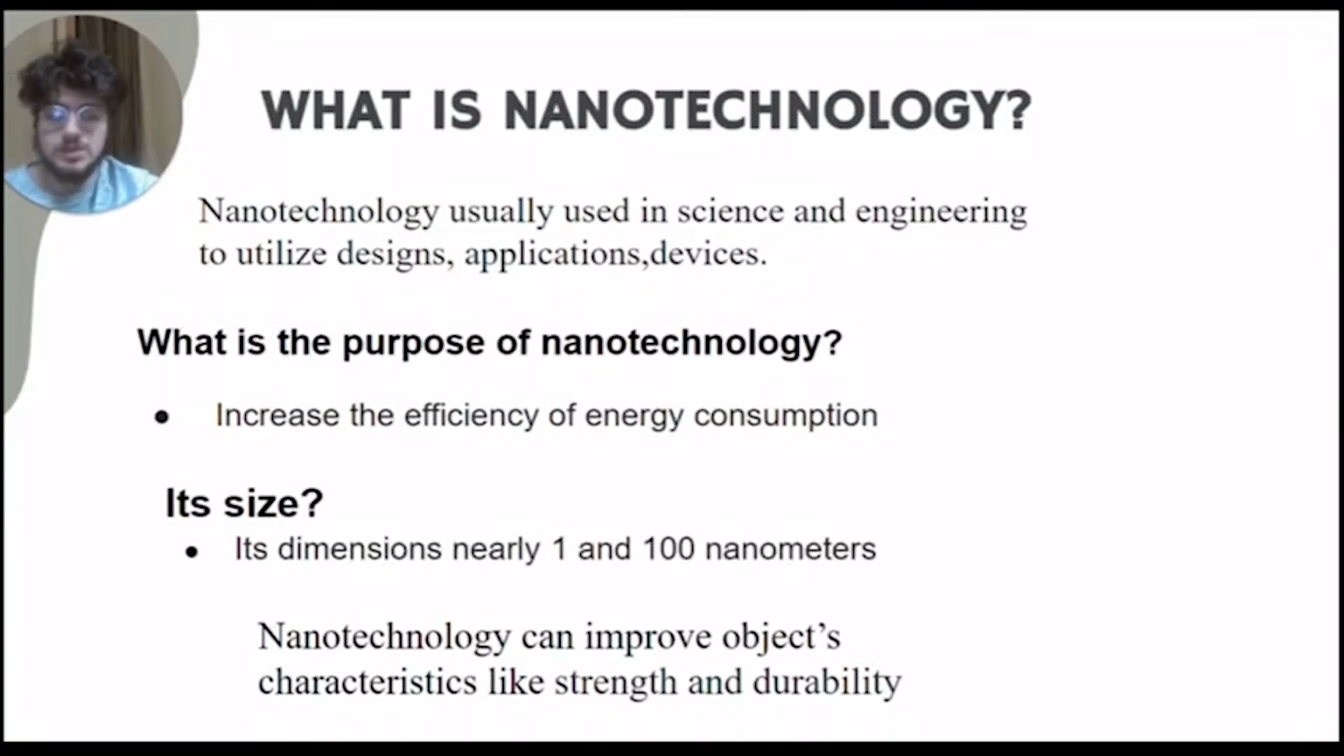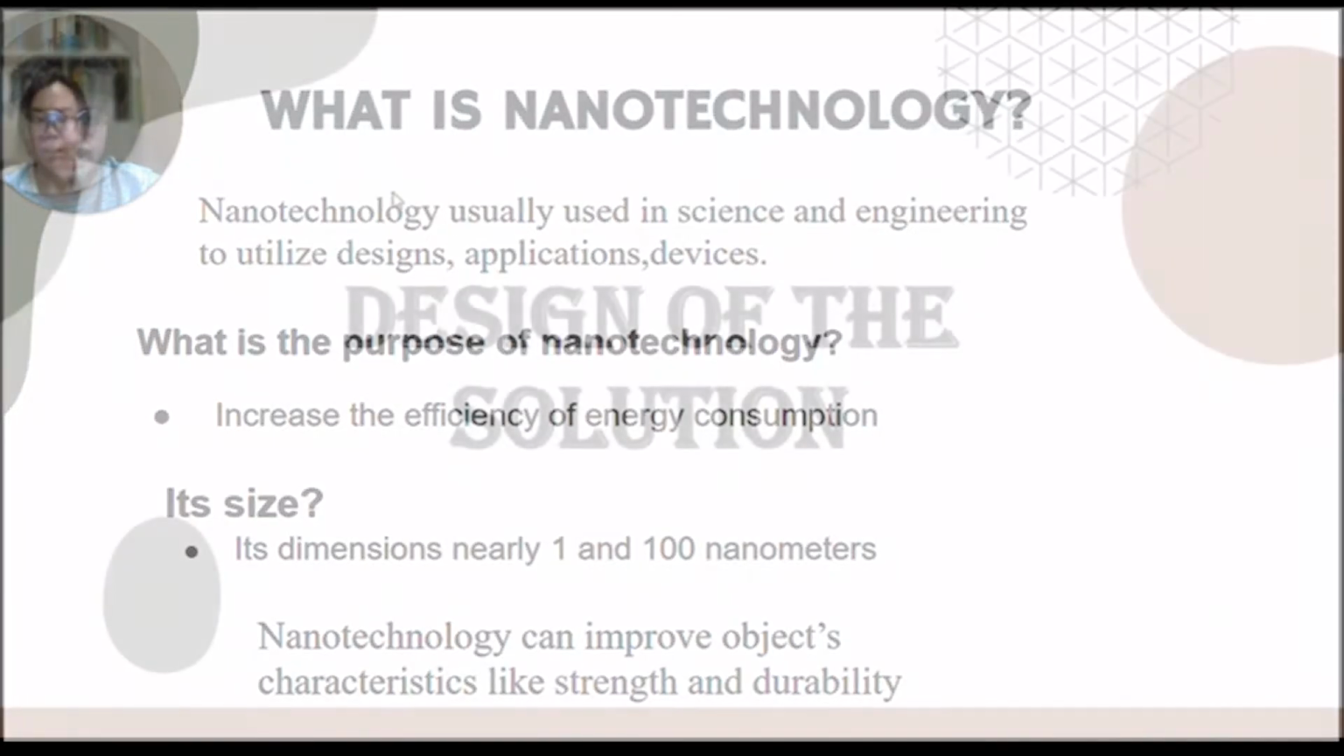Nanotechnology is usually used in science and engineering to work in designs, applications, devices, and materials. Its dimension is nearly 1 to 100 nanometers. But why do we use nanotechnology? Nanotechnology can improve the characteristics of an object by improving its strength and durability. It can also increase the efficiency of energy consumption.